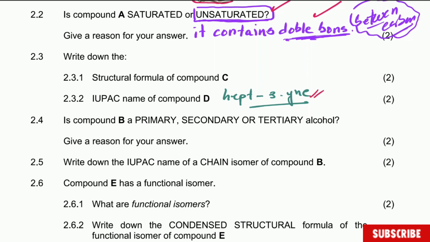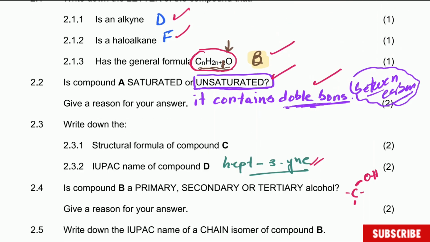So now, is compound B a primary, secondary, or tertiary alcohol there? What you need to remember about primary, secondary, and tertiary alcohols is that everything has to do with the OH, which is the functional group. If the OH is bonded to a carbon which is bonded to only 1 carbon, that one will be primary. If the OH is bonded to a carbon which is bonded to 2 carbons, then it's a secondary. And if the OH is bonded to a carbon which is bonded to 3 carbons, it is a tertiary alcohol.